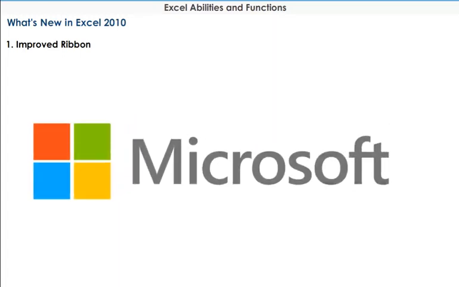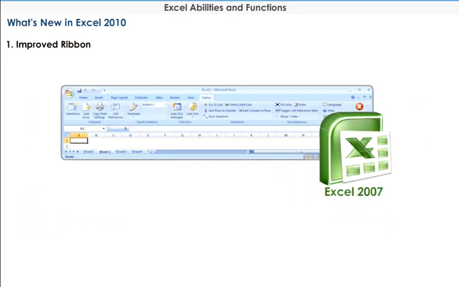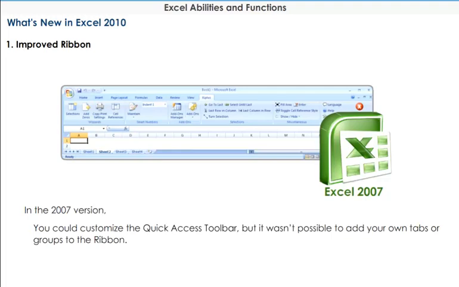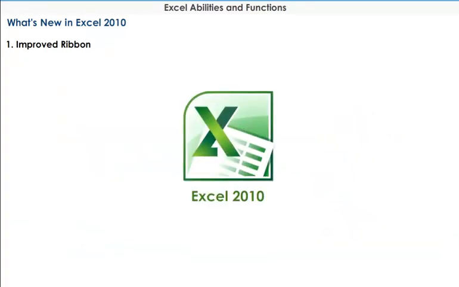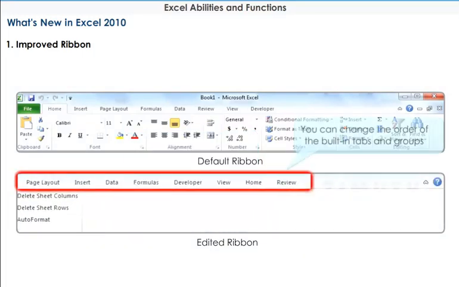Improved ribbon. Microsoft introduced the ribbon concept in Excel 2007. The ribbon helps you to use commands and features that were previously inserted in complex menus and toolbars. In the 2007 version, you could customize the Quick Access toolbar, but it wasn't possible to add your own tabs or groups to the ribbon. However, in the 2010 version, you can add your own custom tabs and groups. Also, you can change the order of the built-in tabs and groups.